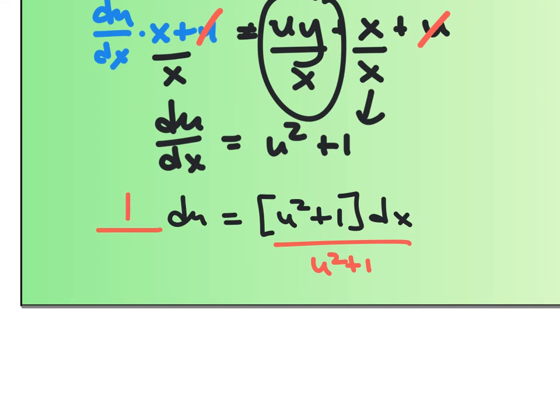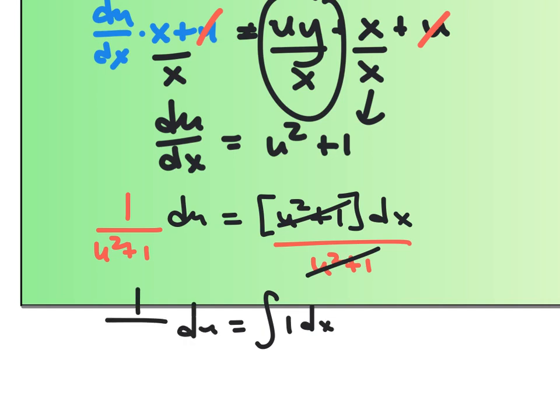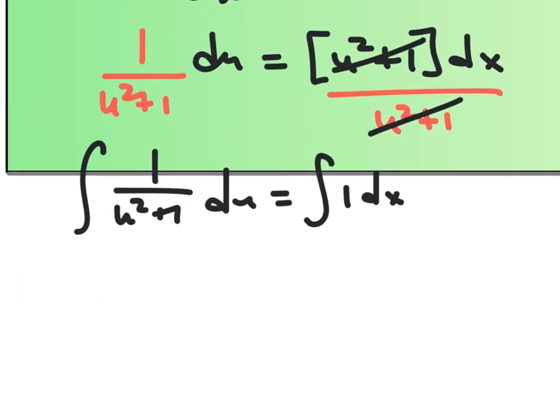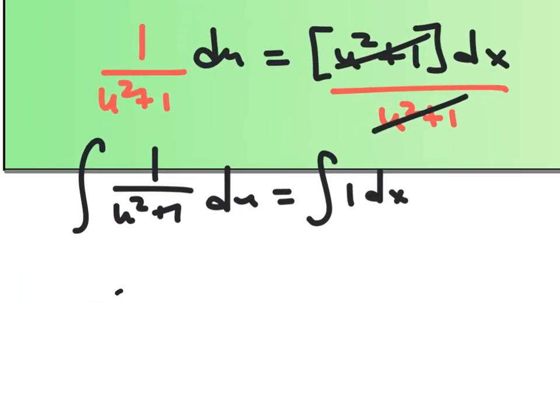Okay. And what does that look like? I have the integral of 1 dx, and over here I have the integral of 1 over u squared plus 1. That looks like arctangent to me. All right, so this would be the arctangent of u is equal to x plus c.